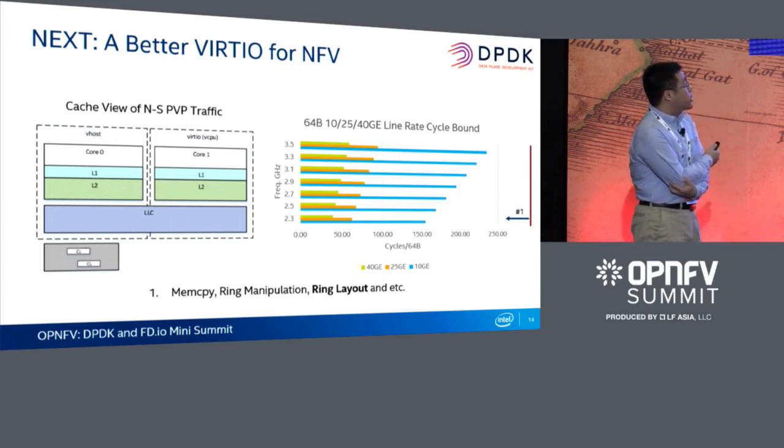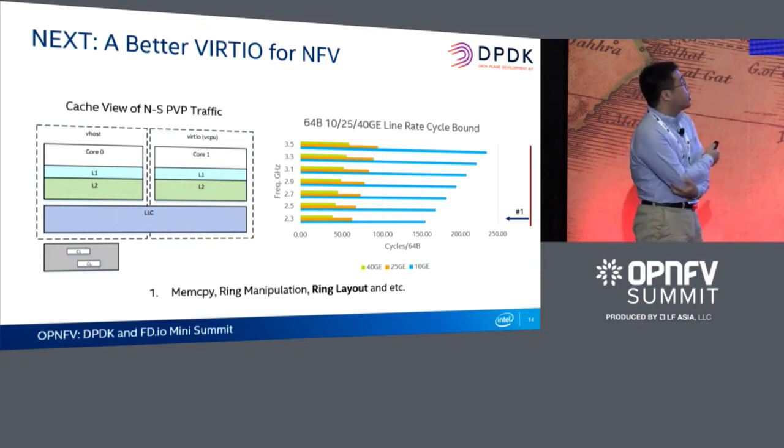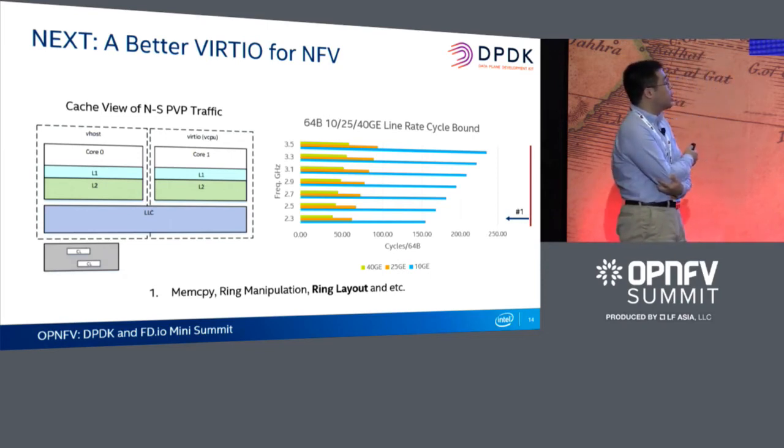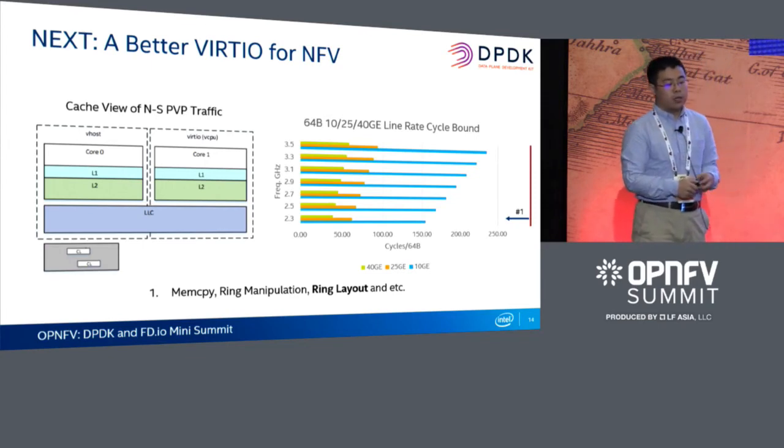Okay, then we move to the right side, which shows different network rates: 40, 25, and 10 gig. If you have a fixed frequency CPU, what cycle budget allows you to process a packet? That is what the diagram shows. Taking 2.3 GHz frequency, for 10 gig bandwidth, 115 cycles allow you to do the packet I/O if you are going to hit the line rate.